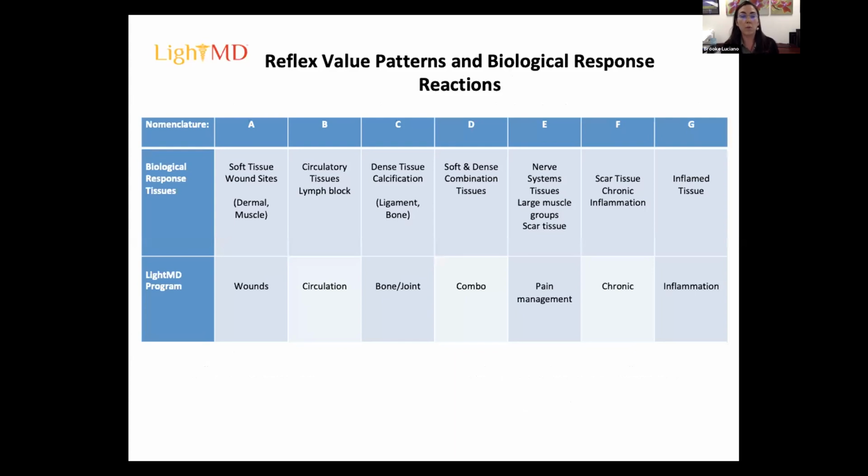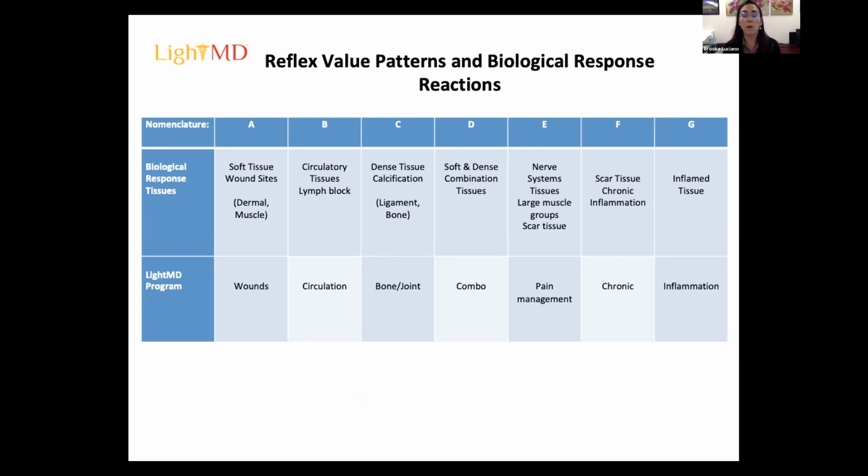There are numerous pulsed frequencies, like I was just mentioning. So along the top level, you'll see different biological responses and the reflexes of the tissue. On the bottom are specific protocols that we use. You can see in the wounds protocol, it addresses soft tissue, which is dermal and in muscle. Circulation programs are good for the circulatory and vascular system, as well as the lymph system. The bone joint protocols are good for dense tissue and also calcifications. It's good for ligaments, tendons, and bones.